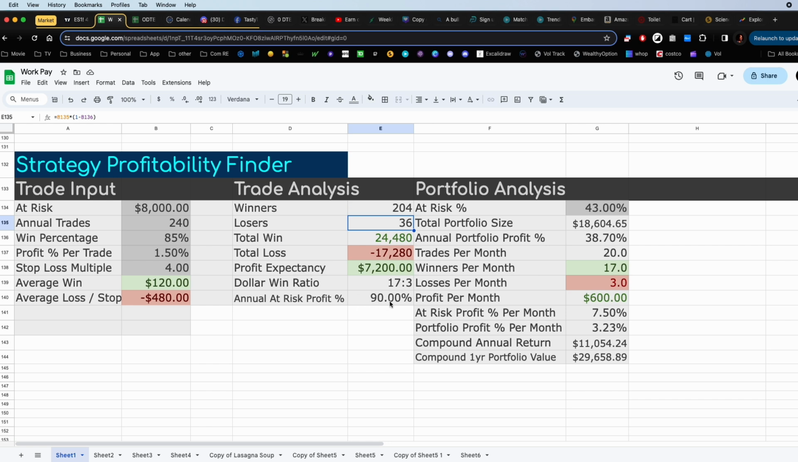And that gives me an annual at-risk profit of 90%. So in other words, out of my $8,000 at risk, I'm going to have a profit rate of about 90% off of this money. Now, if you want to look at it from a holistic portfolio, so all the money that you have in your account that you're utilizing towards your strategy, then you can look at this column. And for me, I'm going to say that I'm going to have about $18,000 in there. Out of that $18,000, I'm risking 43% of this total money, which gives me my $8,000 at risk.